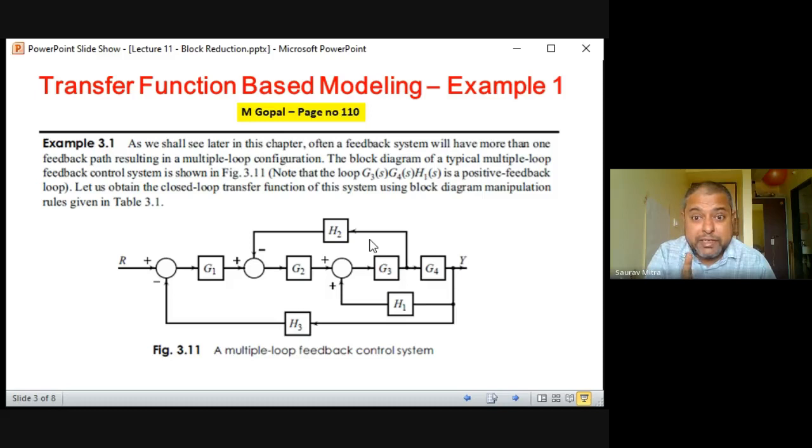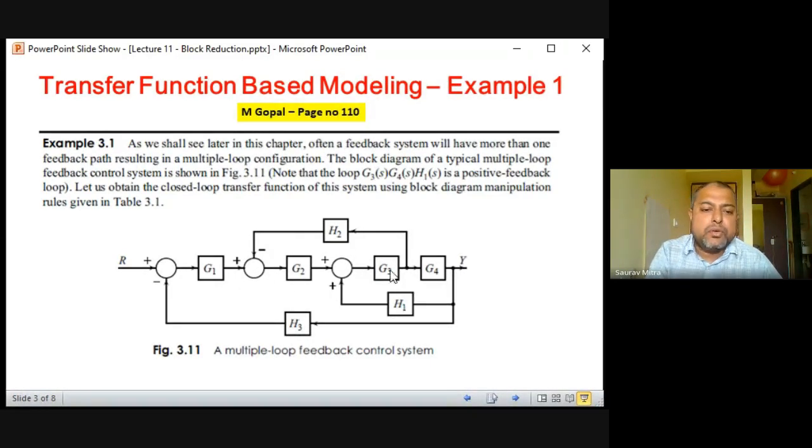As H2 is there, we cannot do that because H2 is taken in between G3 and G4. But if H2 was not there, that means this top feedback part was not there, then this numerical was very easy. In that case there were only two loops. The first is G3 G4 divided by 1 minus G3 G4 H1. Whatever you find, multiply that with G2 because G2 is in cascade, and multiply with G1, which is also in cascade. So if H2 was not there, it would have been G1 G2 G3 G4 divided by 1 minus G3 G4 H1. The whole forward path would have become like that.